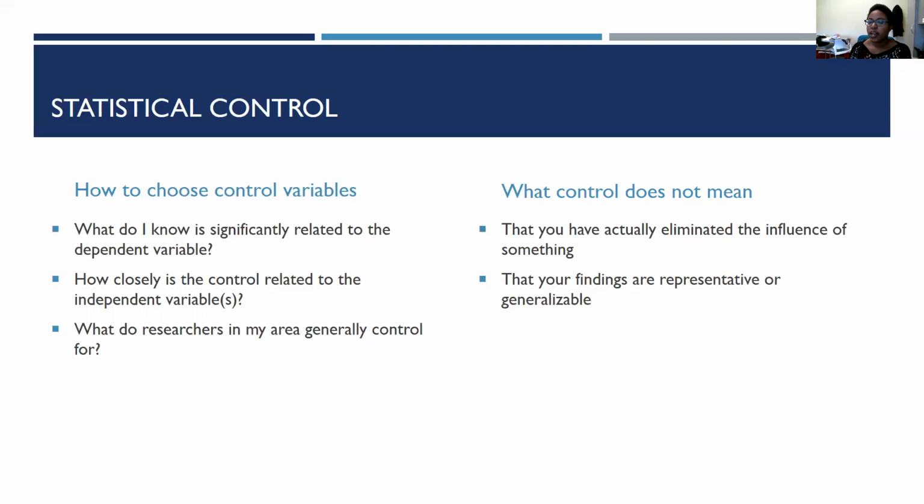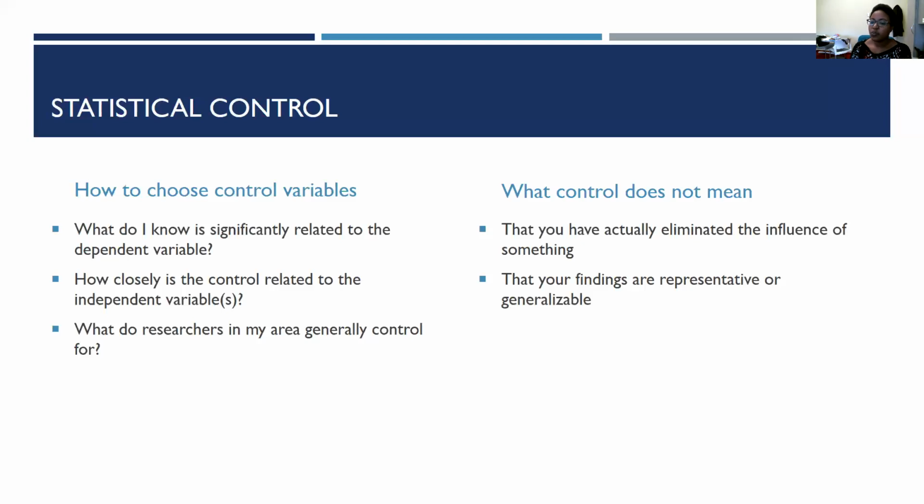Another is you might want to think about how closely your control variable is related to your independent variable. Remember our assumptions where we talked about how you don't want variables that are too closely related to your dependent variable. Well, you also don't want variables that are too closely related to each other as independent and control variables, because that's going to make it really difficult to determine what is actually causing the effect.